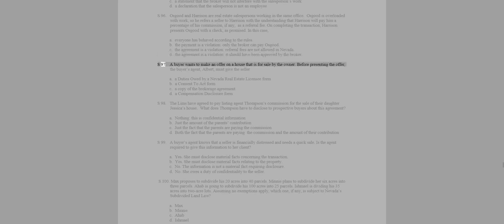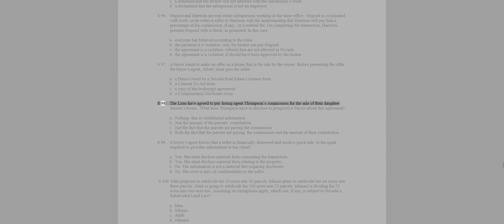S97. A buyer wants to make an offer on a house that is for sale by the owner. Before presenting the offer, the buyer's agent, Albert, must give the seller A. a duties owed by a Nevada real estate licensee form. B. a consent to act form. C. a copy of the brokerage agreement. D. a compensation disclosure form.